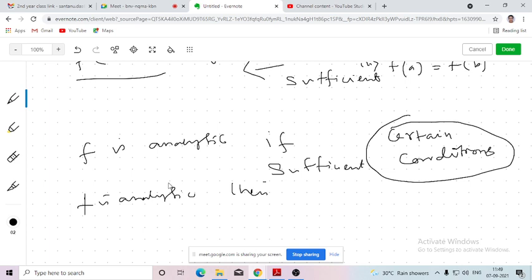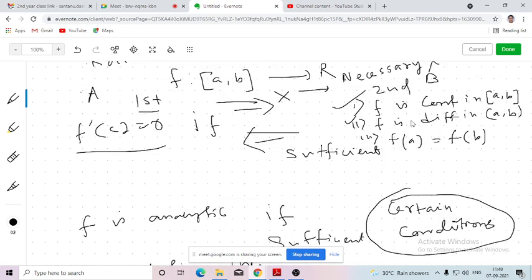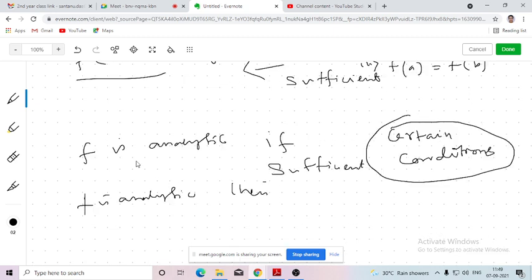In Rolle's theorem, the second condition consists of the three equations. Yeah, that is the sufficient part. These conditions are sufficient to show that it is zero. So we can write f dash is zero if this holds. Similarly here also, these conditions are sufficient to show that f is analytic. So f is analytic if this holds, and it is called the sufficient part.